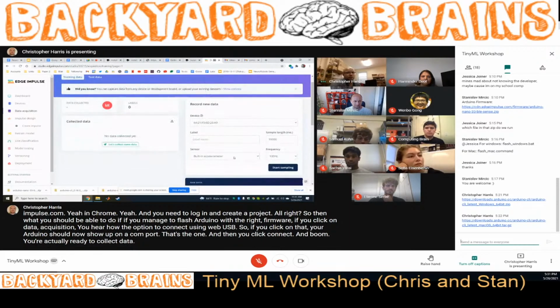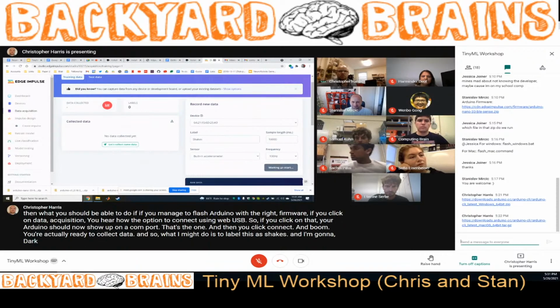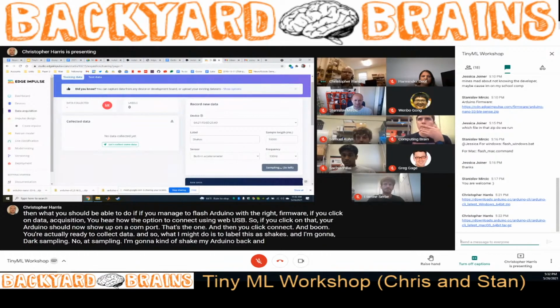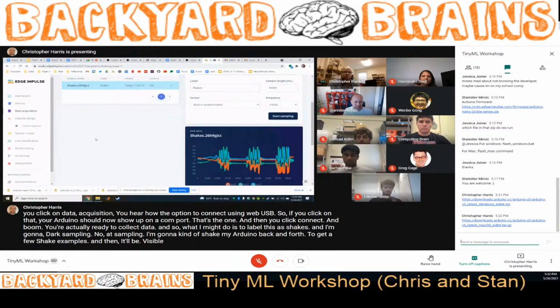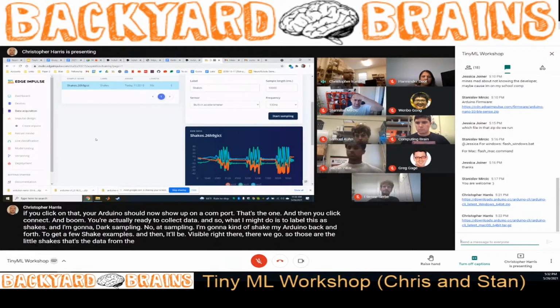And so what I might do is to label this as shakes. And then I'm gonna start sampling. Now it's sampling. I'm gonna kind of shake my Arduino back and forth to get a few shake examples. And then it'll be visible right there. There we go. So those are the little shakes. That's the data from the accelerometer that I kind of shook 3 times.